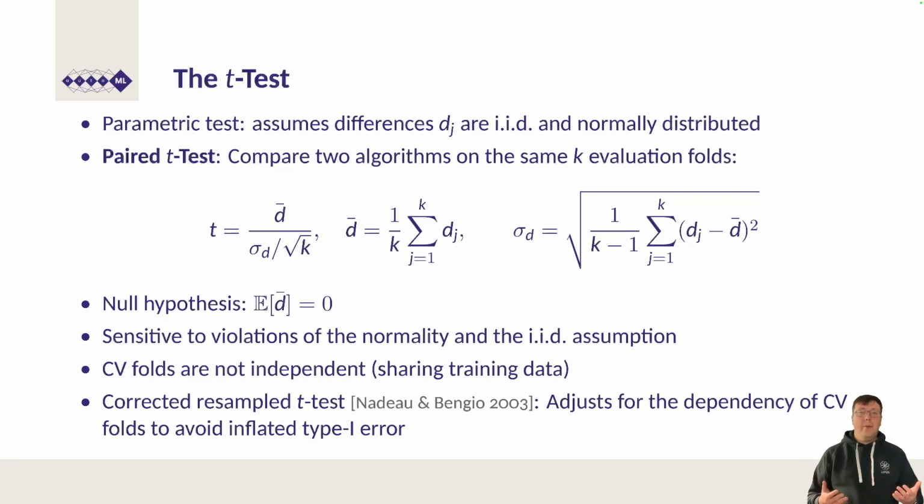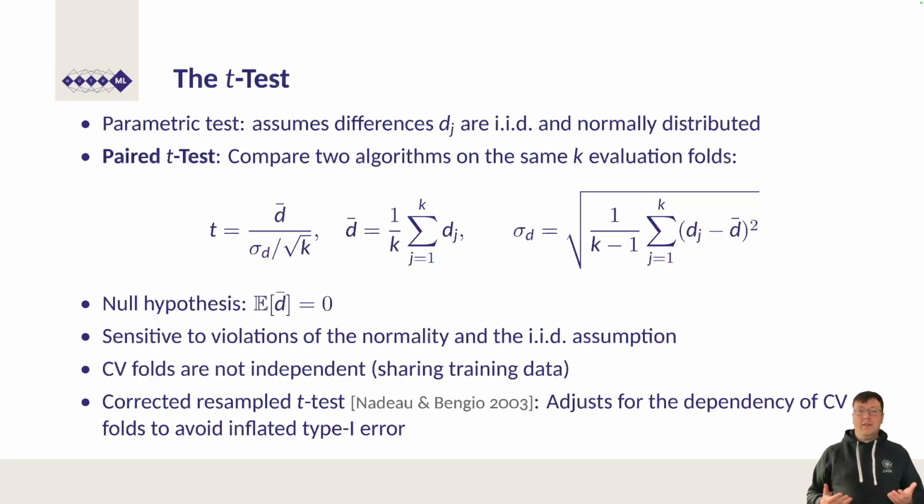The most familiar parametric test for this setting is the paired t-test. It is parametric in the sense that it makes a distributional assumption. The differences d_j are assumed to be IID and normally distributed. Under this assumption, the test statistic t is the ratio of the mean difference d bar to its standard error. Under H0, this statistic follows a t-distribution with k-1 degrees of freedom, which gives us the p-value.